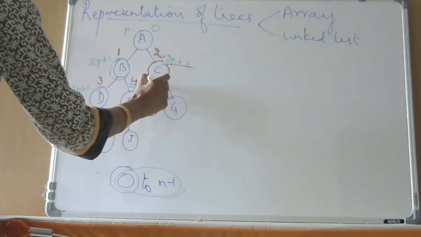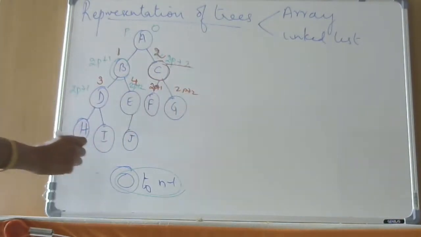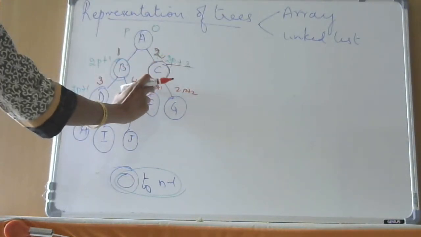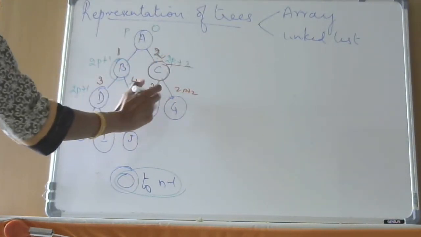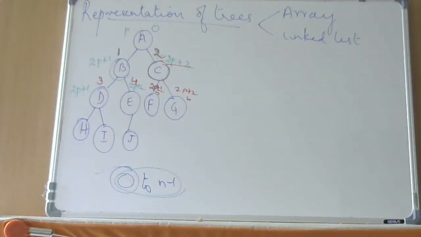okay, I'm sorry. This one will become 2P plus 1 and 2P plus 2. Parent node P is 2. 2 into 2 is 4. 4 plus 1, this will become 5. 4 plus 2, this will become 6. So that is how you try to calculate.